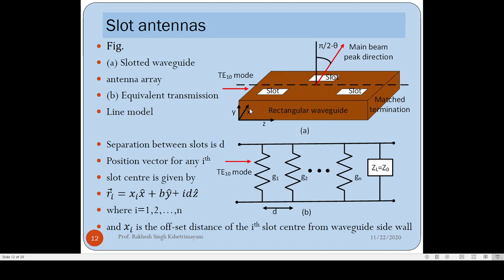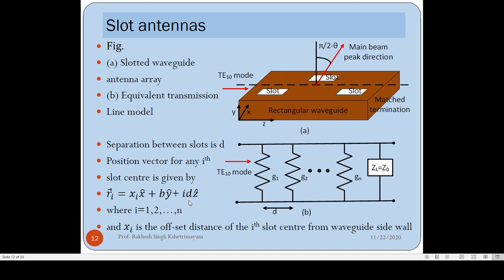Let's say you consider any ith slot. This is the first slot, i will become 1, second slot i will become 2, third slot i will become 3. You will have many of them, but I have just shown 3 of them for easier illustration. So now you consider any ith slot, then what is the distance of this ith slot from the side wall of the waveguide? We'll denote it by xi. What is the location of this slot along the y-axis? It is B. This is on the waveguide wall. This distance is B. So we have B y hat, and this displacement from the side wall of the waveguide, we'll call it xi.